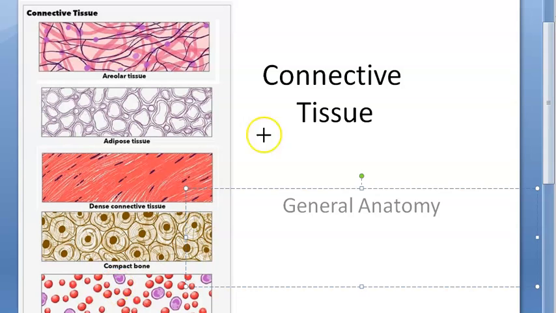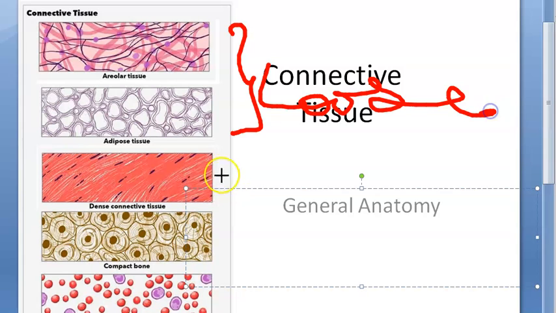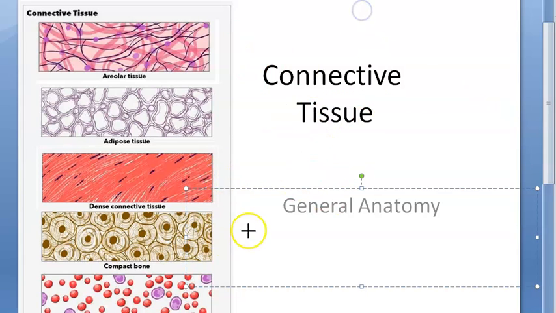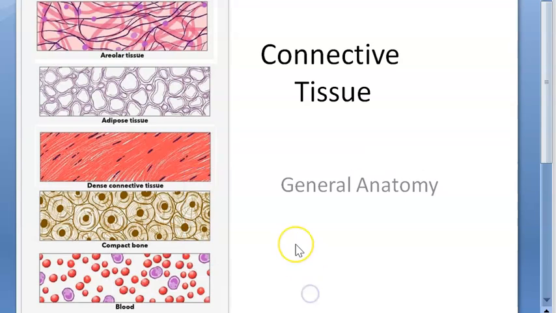So, anyways, understand that there is loose connective tissue. Then you have dense connective tissue like collagen, etc. And then you have specialized connective tissue like bone and blood. Connective tissue is such a generic term that even compact bone itself, or blood, which is a liquid, or lymph, can be connective tissues.